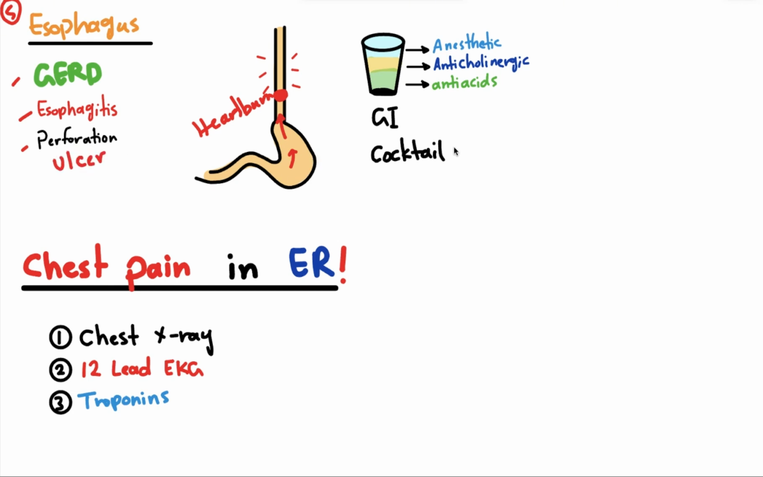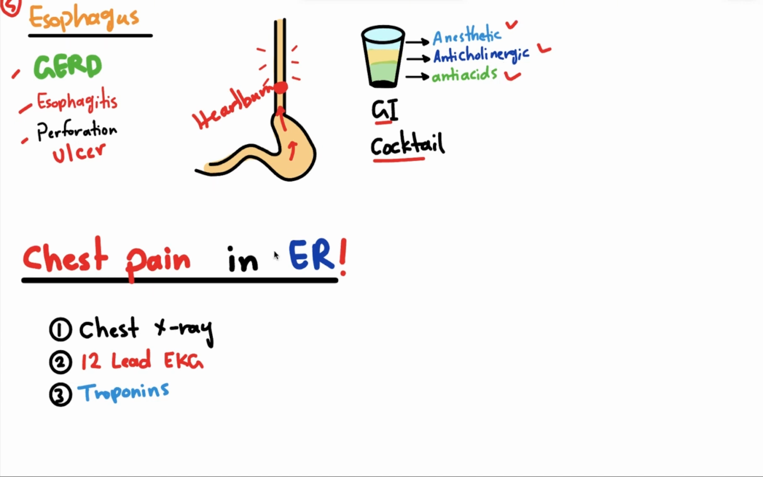When we suspect an esophageal cause of chest pain, we can give the patient something called a gastrointestinal cocktail. This is composed of an anesthetic, an anticholinergic, and an antacid. Antacid helps in GERD. Anticholinergic helps in esophageal spasm. It relaxes the muscles. And the anesthetic is technically a local anesthesia.